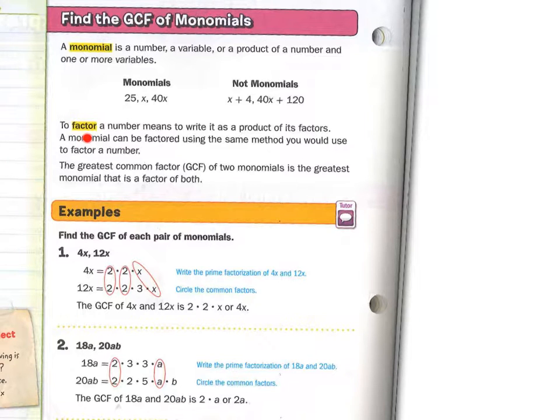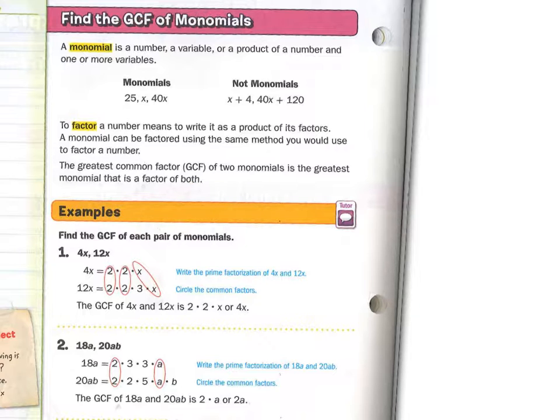To factor a number means to write it as a product of its factors, or to divide out a common factor, is what I like to think. A monomial can be factored using the same method you would use to factor a number. That means you can use your greatest common factor. The greatest common factor of two monomials is the greatest monomial that is a factor of both. That is simply saying use your GCF method.